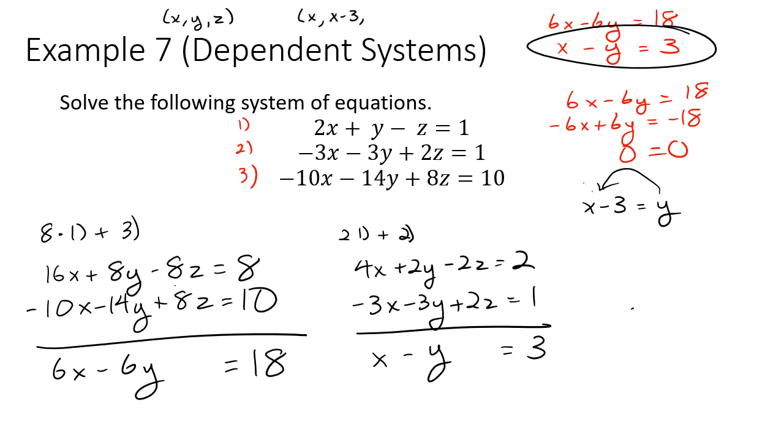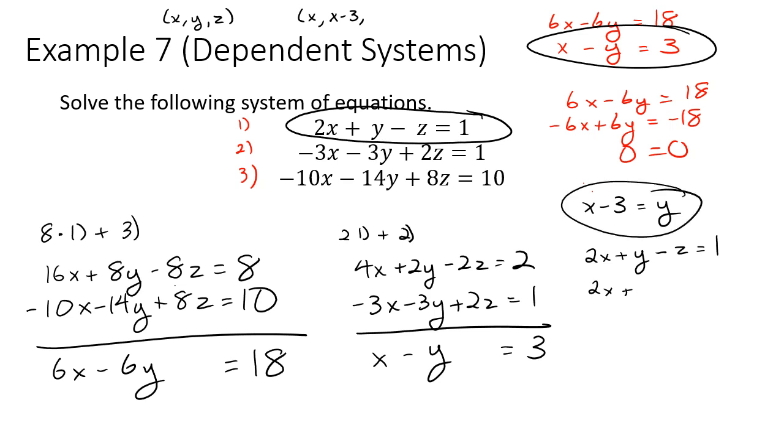All right, so we've got x and we've got y now, both in terms of x. Now we need z in terms of x. And so now we go back up to one of the original equations. So we've got 2x plus y minus z is equal to 1.